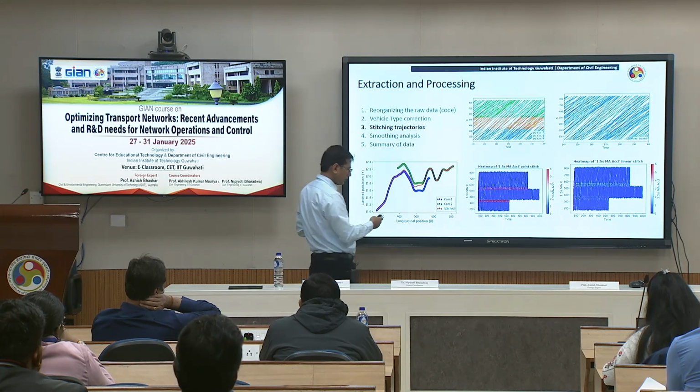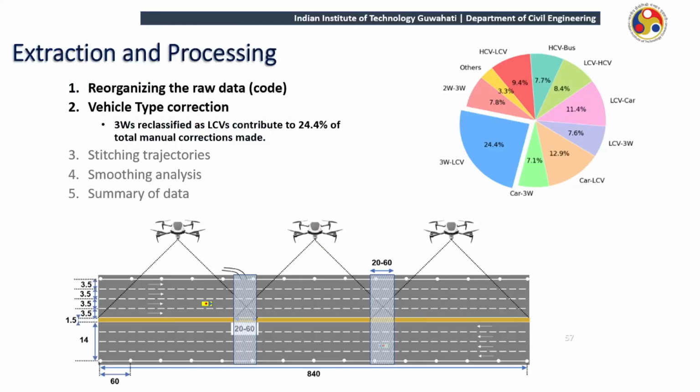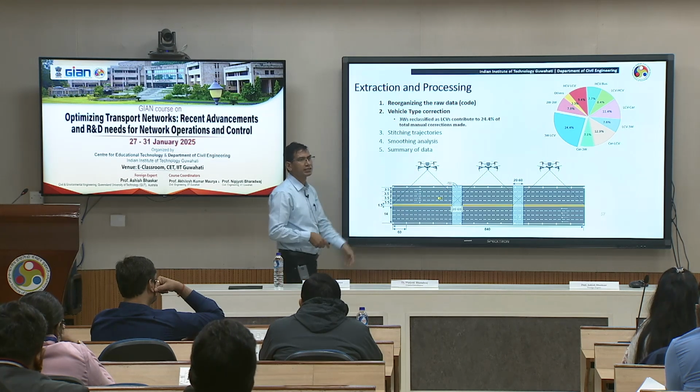In this drone data collection, higher accuracy will be at the center. As you move outside, your accuracy will get compromised. So the trajectory information towards the end will be less accurate. The drone trajectory accuracy will be less here, and also less here. So there might be chances of a mismatch.